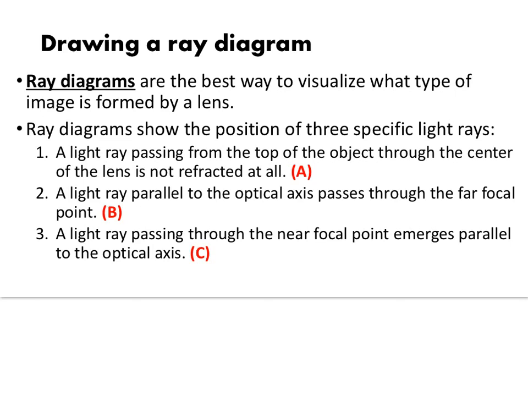The first ray passes from the top of the object itself through the center of the lens, the very, very center, and it doesn't get refracted at all.